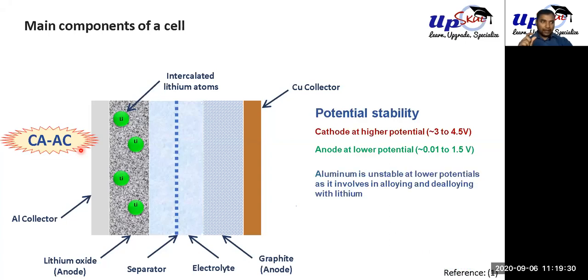If we place aluminum at a lower potential in the presence of lithium, it will continuously create alloys and then break apart, so the aluminum will erode over time. A similar thing happens with copper, not exactly similar, but copper has what is called dissolution. So both are bad. Copper should be placed where the voltage is low, the anode, and the aluminum should be placed where the voltage is high.